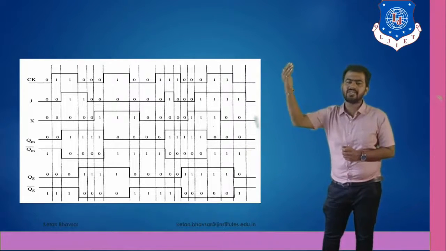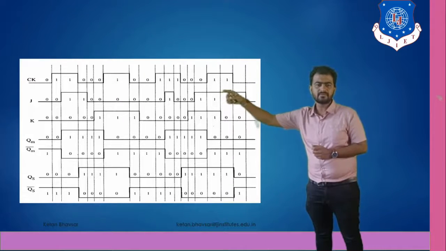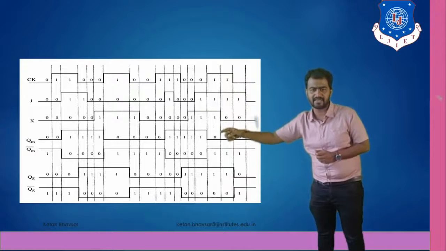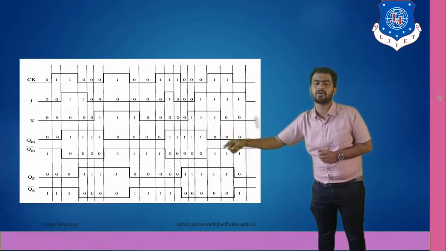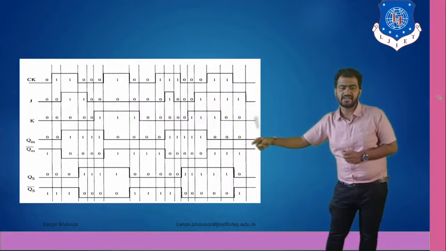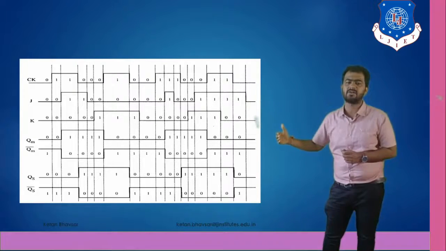Meaning if Q is equal to 1, then Q bar is equal to 0. Similarly, you can see on this terminal too, if J is equal to 1, then at the same time the Q terminal also goes high, and Q bar also goes low. And ultimately, you can see the variation as I already told you: the master is working on the rising edge and the slave is working on the falling edge.